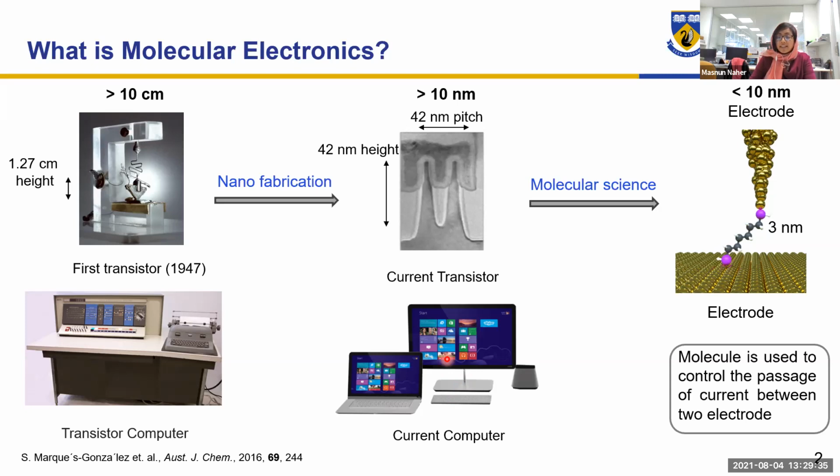functionalities. In the next step, molecular science has allowed us to put even one molecule between two electrodes, which can help us get even a single nanometer size transistor, which gave rise to the field of molecular electronics. Molecular electronics is a field where a molecule is used to control the passage of current between two electrodes. Now, when we put one molecule between two electrodes, it forms a junction. And in the next step, the question arises: how can we measure the molecular conductance from a junction?